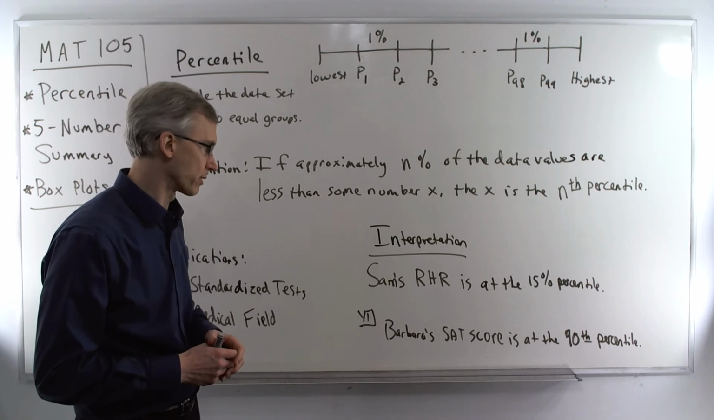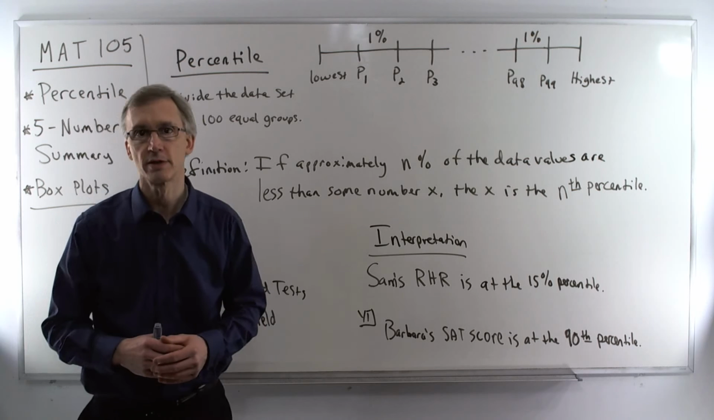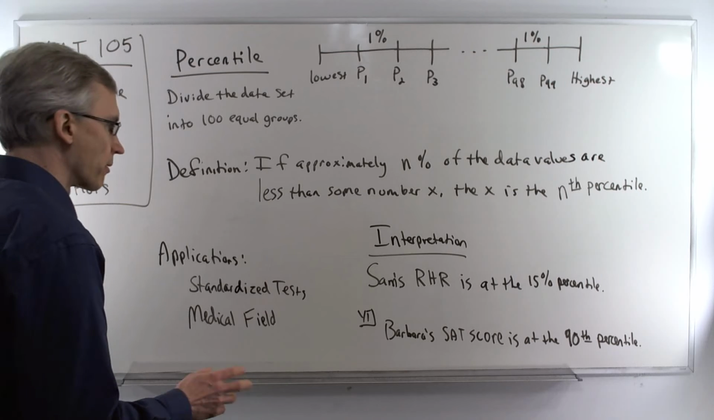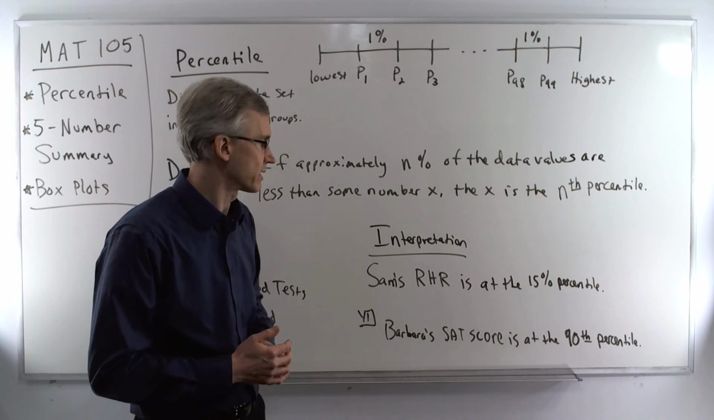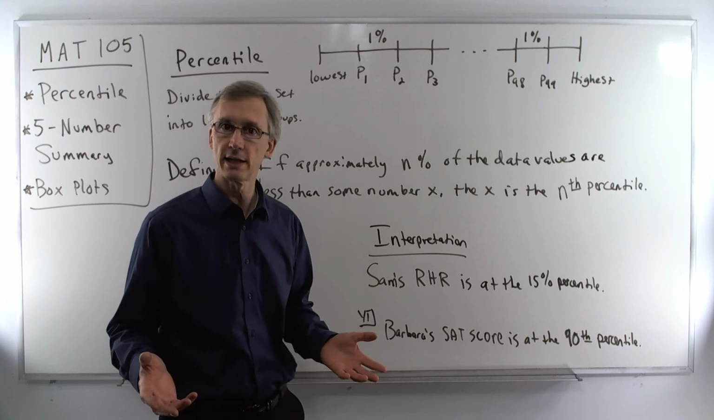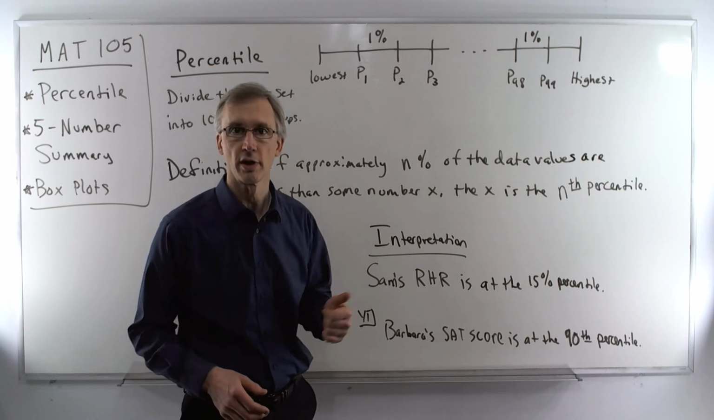All right, your turn. Interpret this. Barbara's SAT score is at the 90th percentile. So if Barbara's SAT score is at the 90th percentile, that means she scored better than 90% of people who took the SAT. And that means 10% scored higher than Barbara.